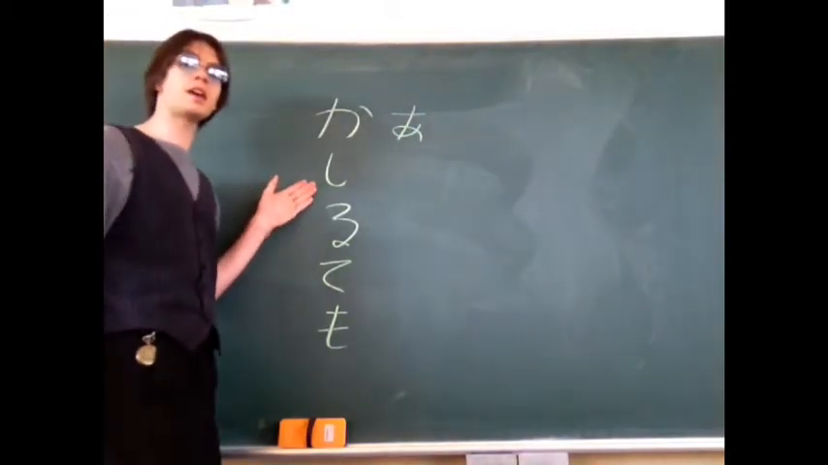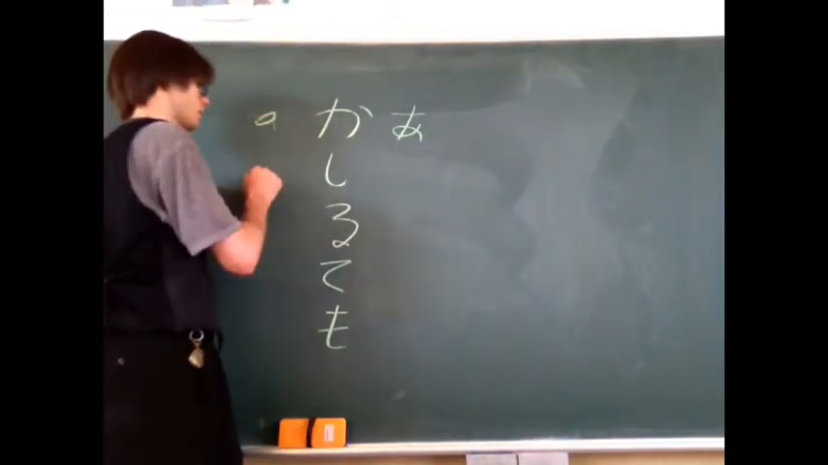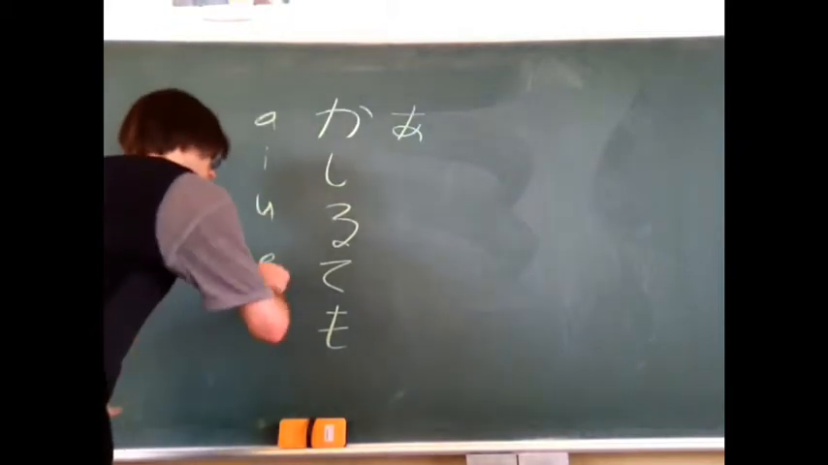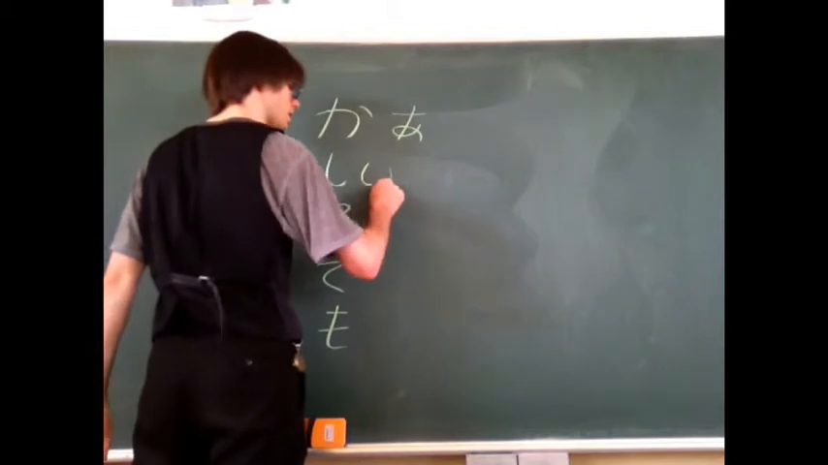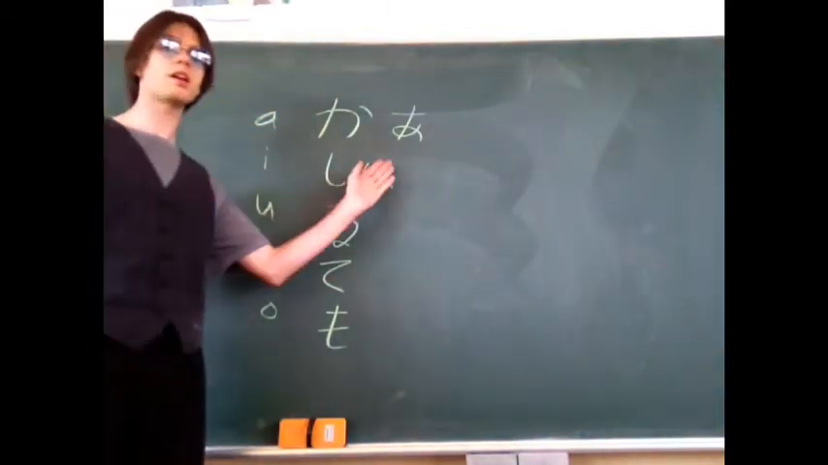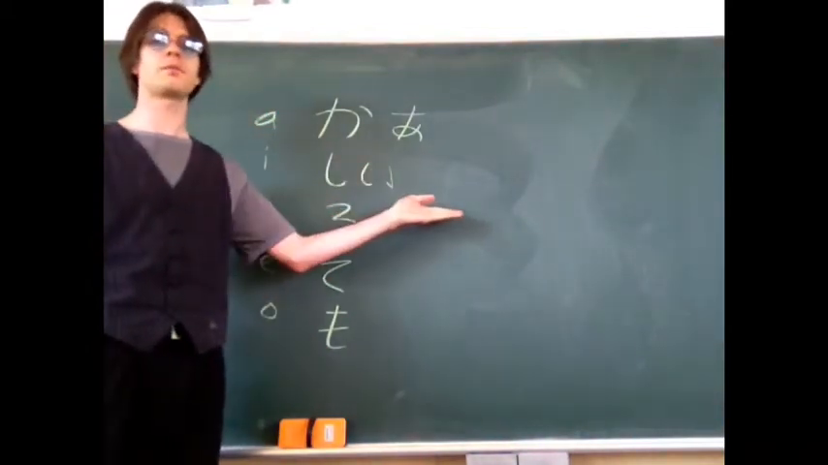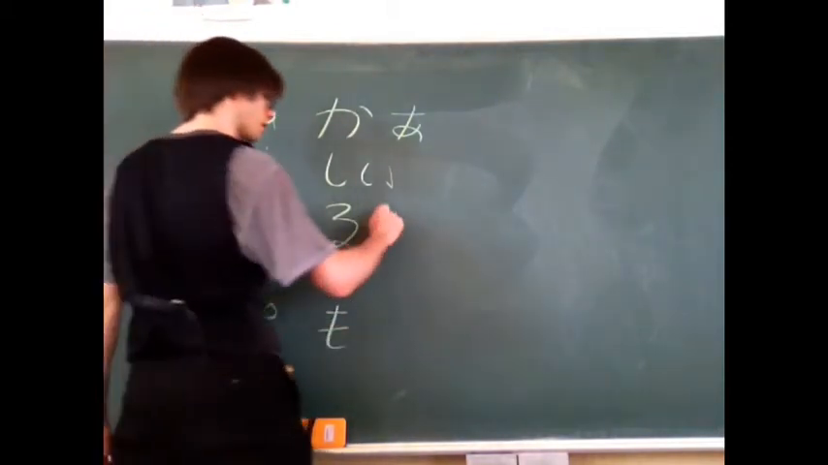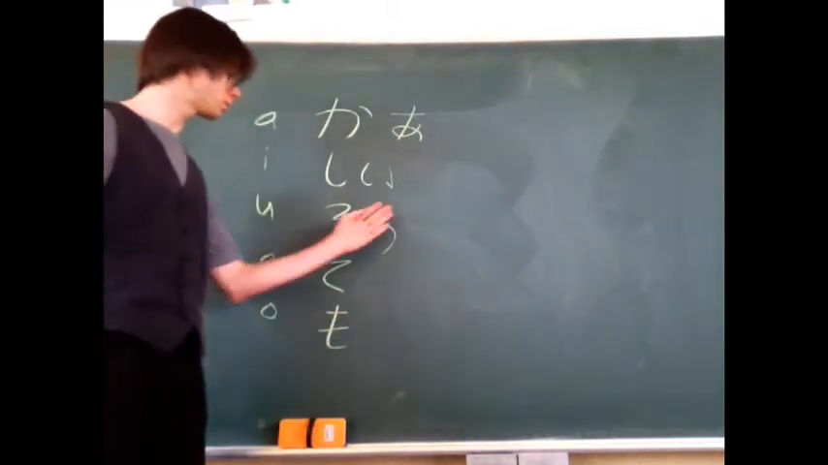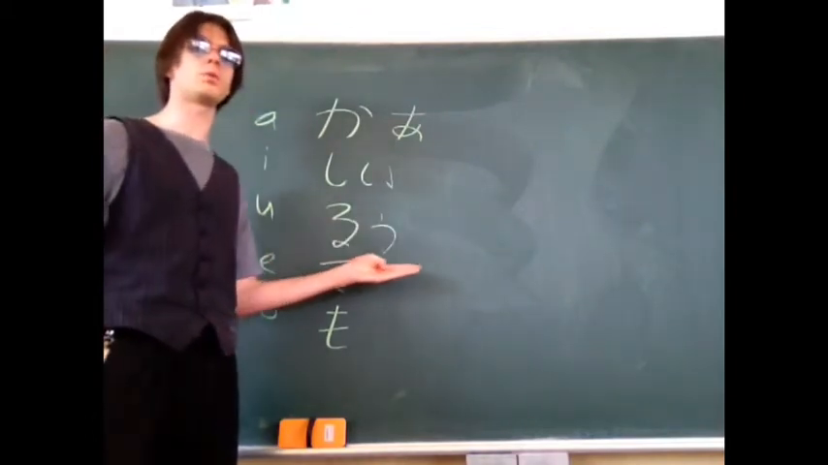Any of the i's, you just put another i next to it. Shi becomes shii. Any of the u's, you just put an extra u next to it. Du becomes duu.